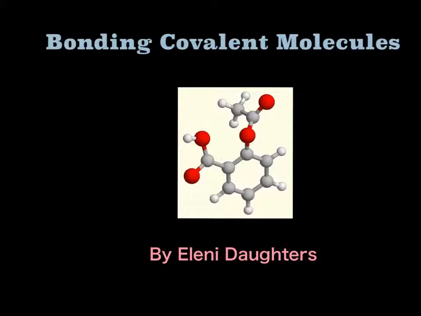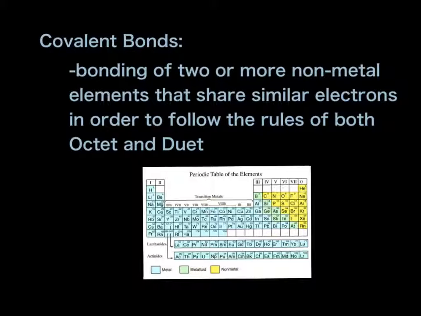This is my presentation on bonding covalent molecules. A covalent bond is the bonding of two or more nonmetal elements that share similar electrons in order to follow the rules of both octet and duet.